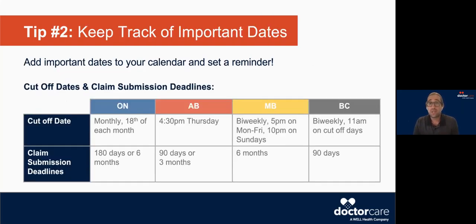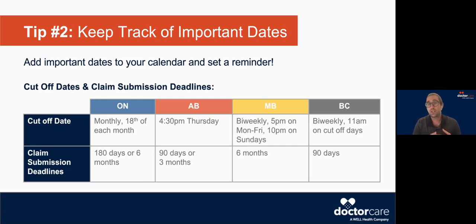Moving on to tip number 2, keep track of important dates. So the big thing here is we recommend that you add all cutoff dates to your calendar, any fiscal year cutoff dates, anything around that, you add it to your calendar or into your EMR. In this chart, we've outlined what these cutoff dates are for each province, right? So in Ontario, you can see billing cutoff dates are the 18th of each month, and claims have to be submitted within 180 days or 6 months. Otherwise, they'll go stale dated.